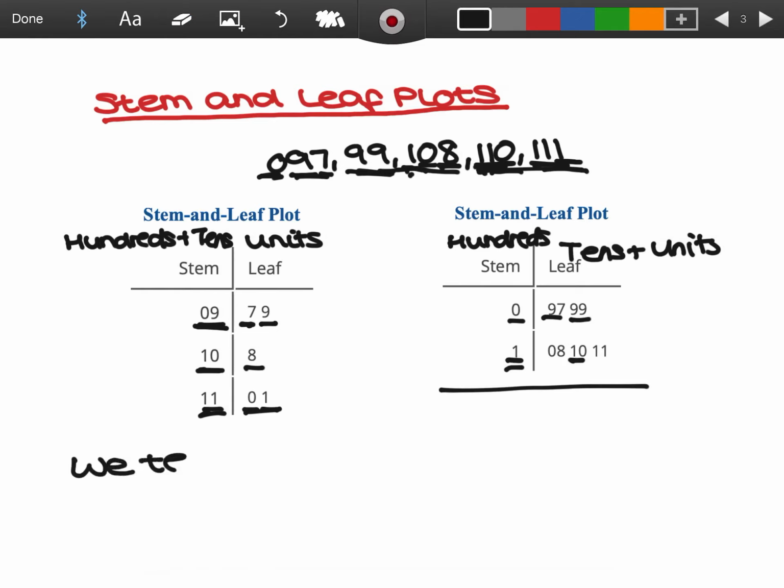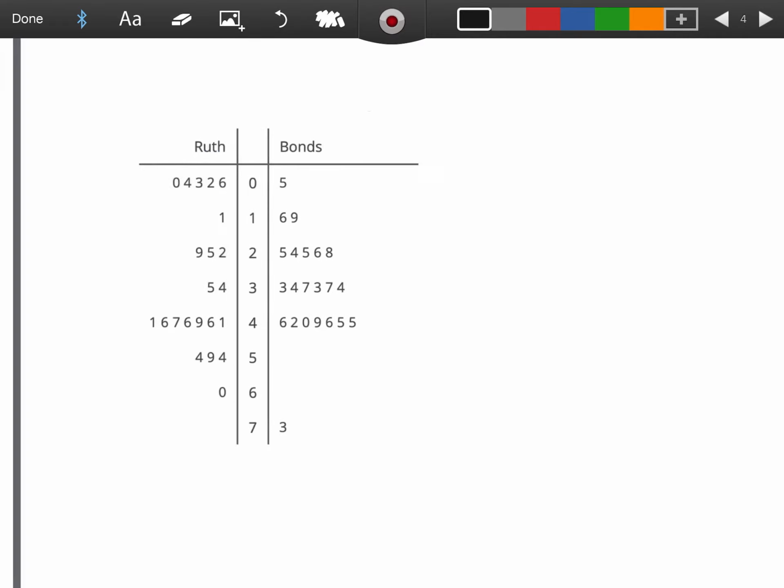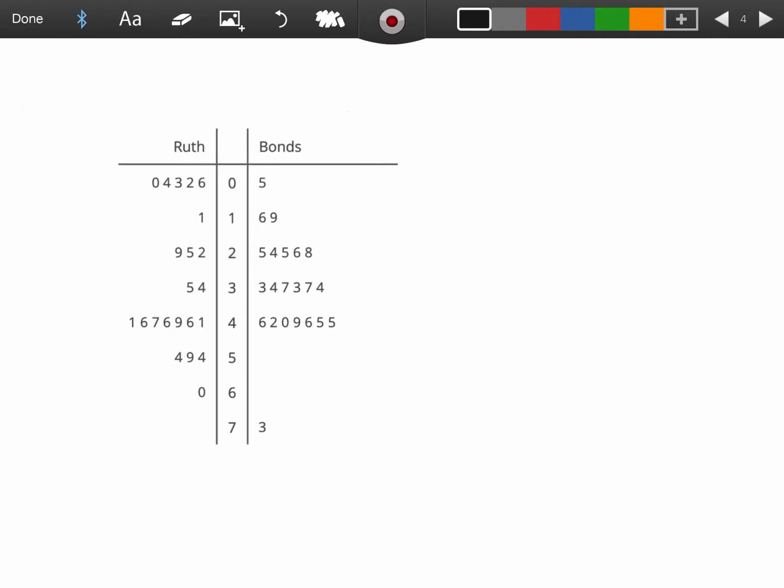Now, because of this, I'll write this here. We tend to order the leaves, especially when you have multiple leaves from your data points. So if you had, let's say, 10 leaves that went with one stem, we tend to order the leaves because it just makes it easier to read off the data points. It looks more organized. You don't have to. It's just useful to read off the data that way. The other type of stem and leaf plot that you can have is actually a double-sided stem and leaf plot.